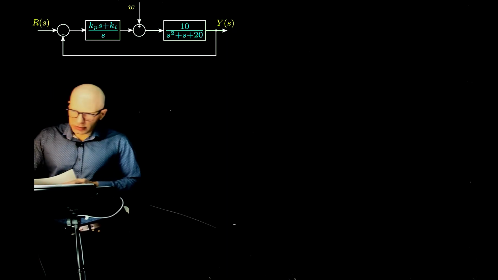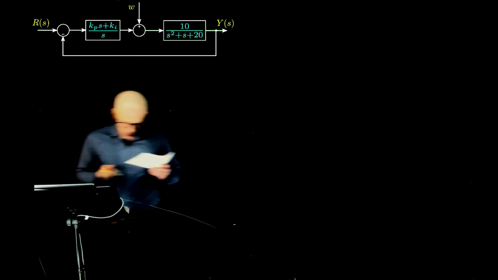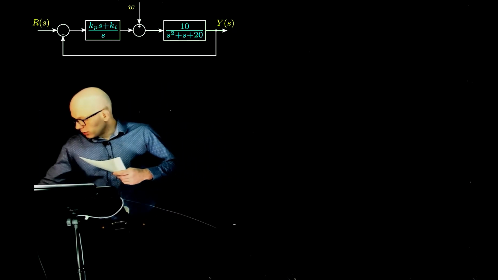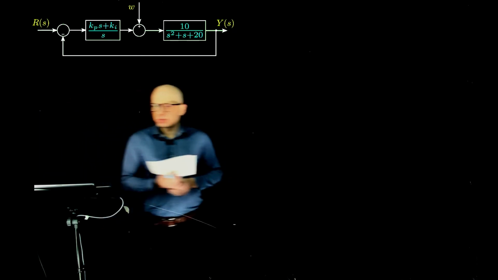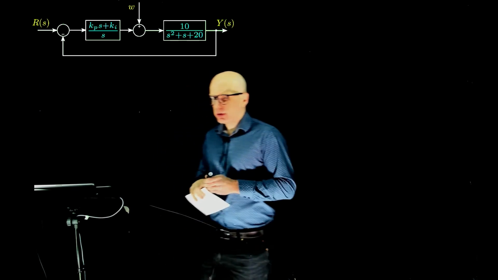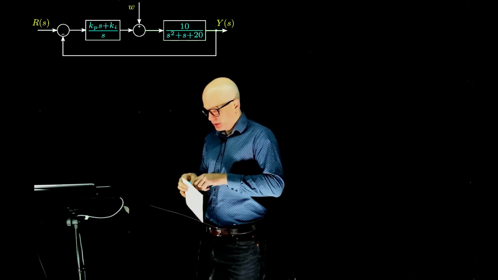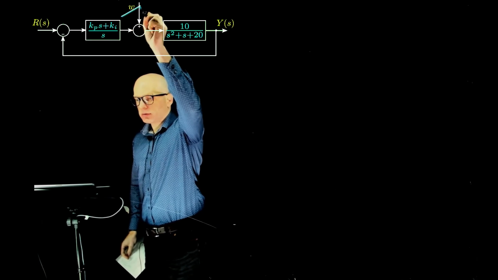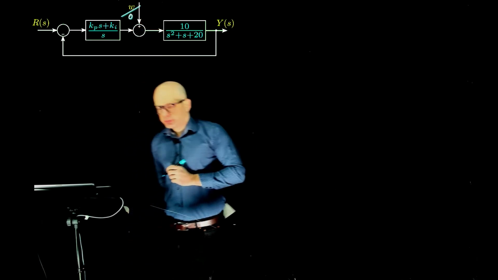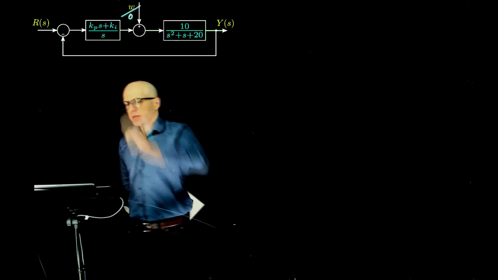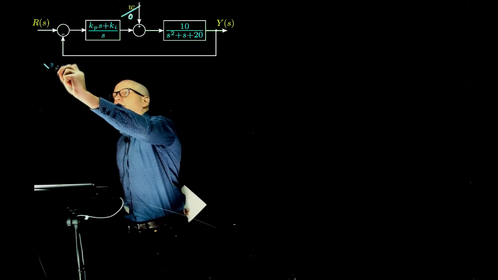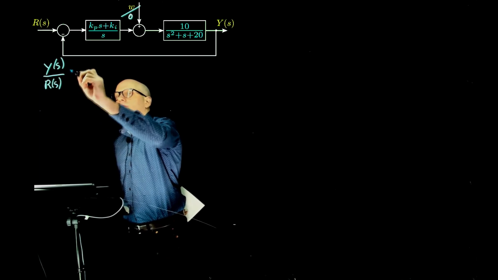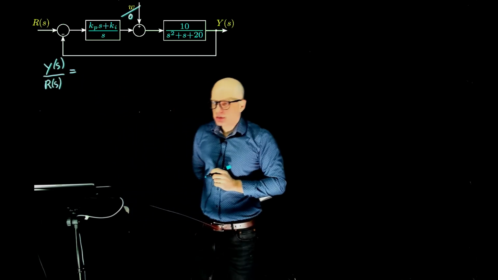What is the characteristic equation of this system? Well, the characteristic equation is nothing other than the denominator of the closed loop transfer function. And what is the closed loop transfer function for this, assuming that there is no disturbance, as the problem specifies? That is Y over R. Let's find the transfer function now.